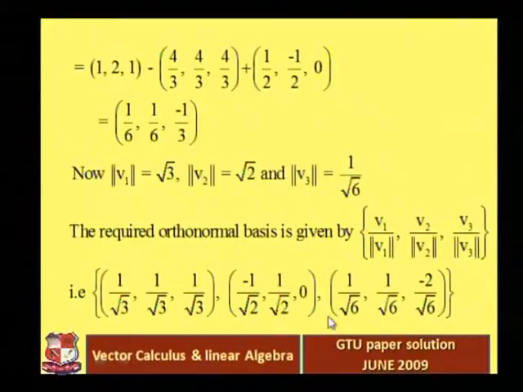Normal basis vector. Okay, these three vectors are orthonormal basis vectors. So here is the complete solution of this question. Next question.